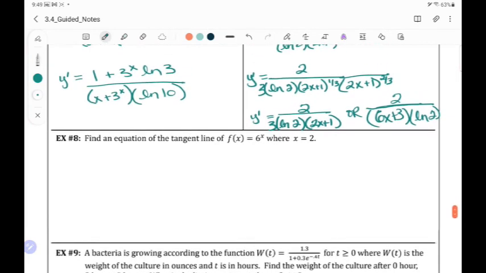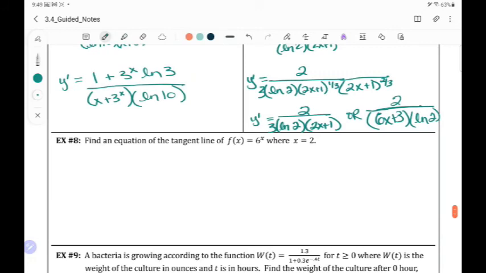Number 8. Find an equation of the tangent line of f of x equals 6 to the x where x equals 2. So remember, finding the equation of the tangent line means find the derivative and then write the equation using the point. So we can first go ahead and notate that f of 2 equals 6 squared, which would equal 36. So we know we're going to use the point (2, 36).